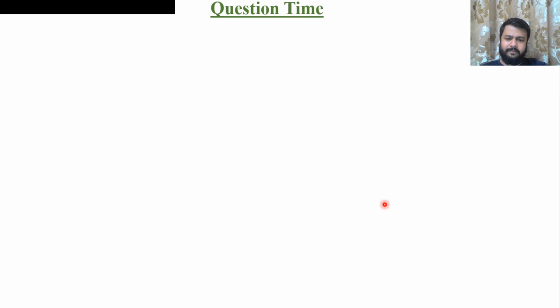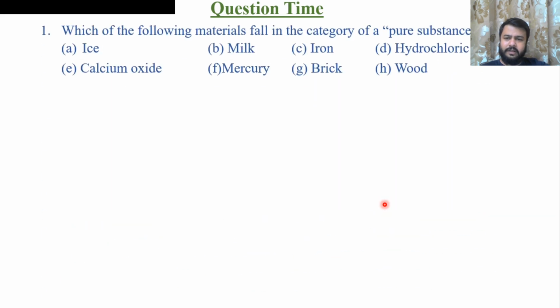Now question time. The first question is, which of the following materials fall in the category of pure substance? Ice, okay, ice is a pure substance. Calcium oxide is a pure substance. Milk is not a pure substance. Mercury, it's pure. Iron, it's pure. Brick, it's not pure. Hydrochloric acid, it's a pure substance. Wood, again, it's a pure substance.